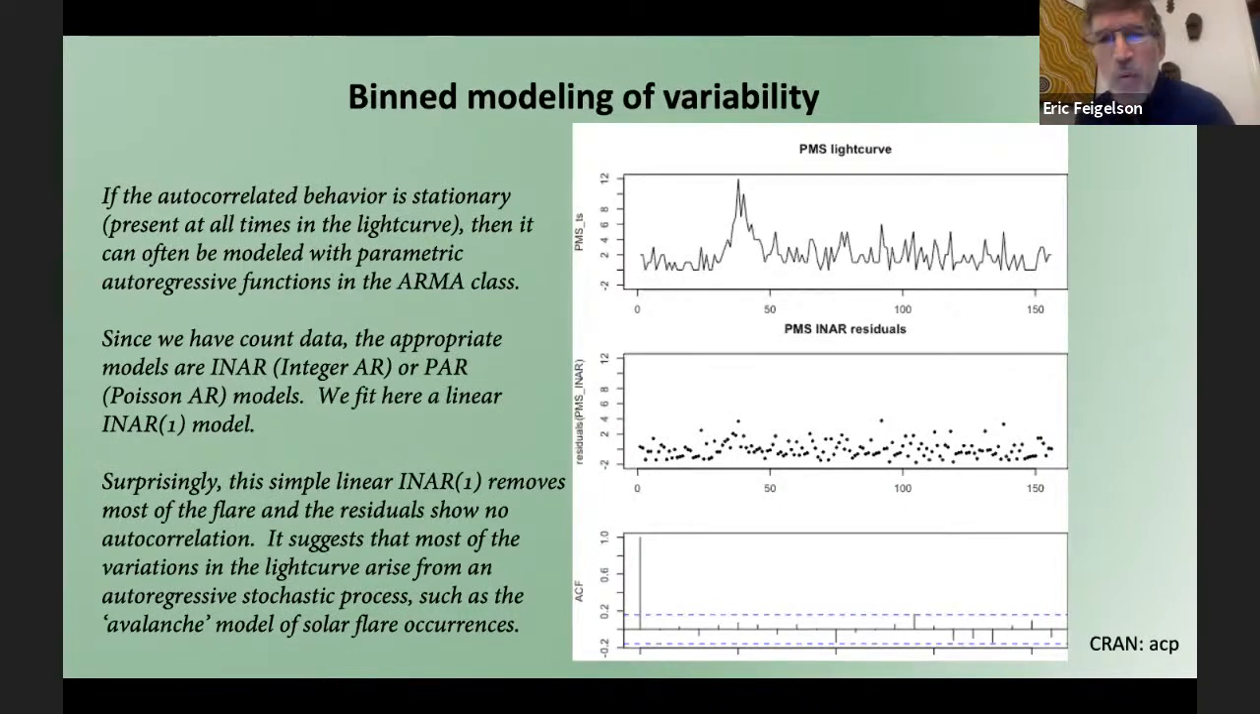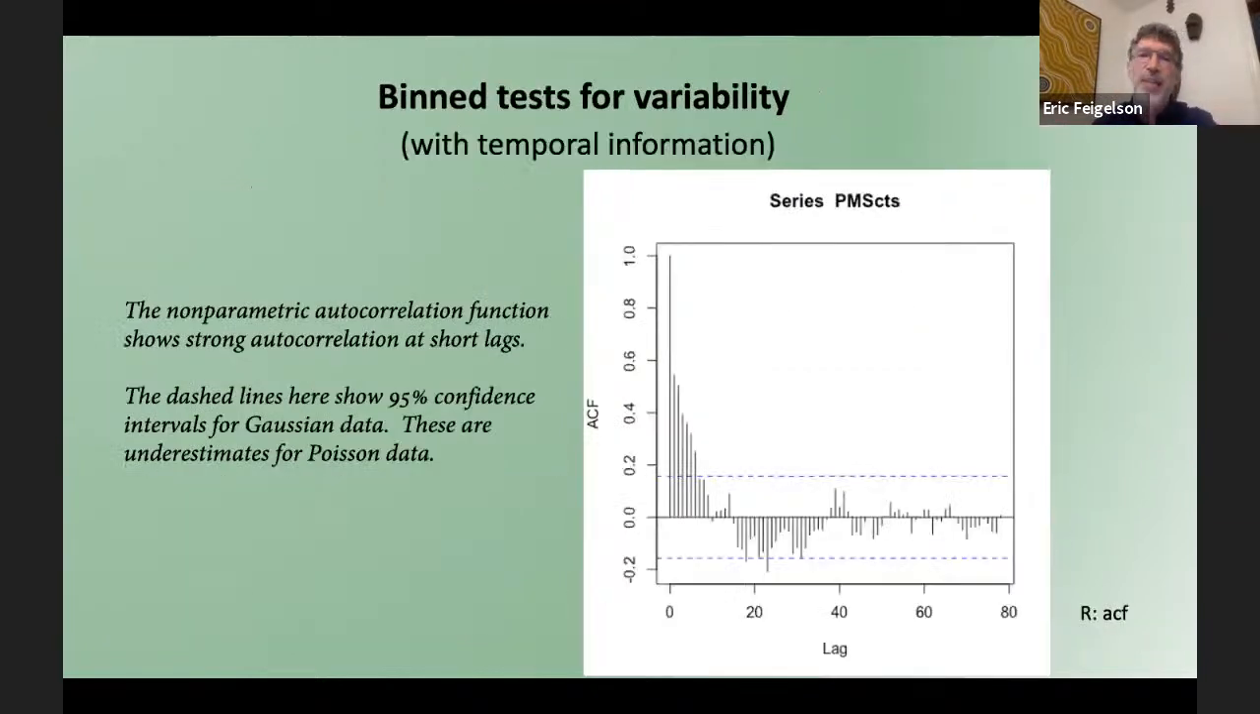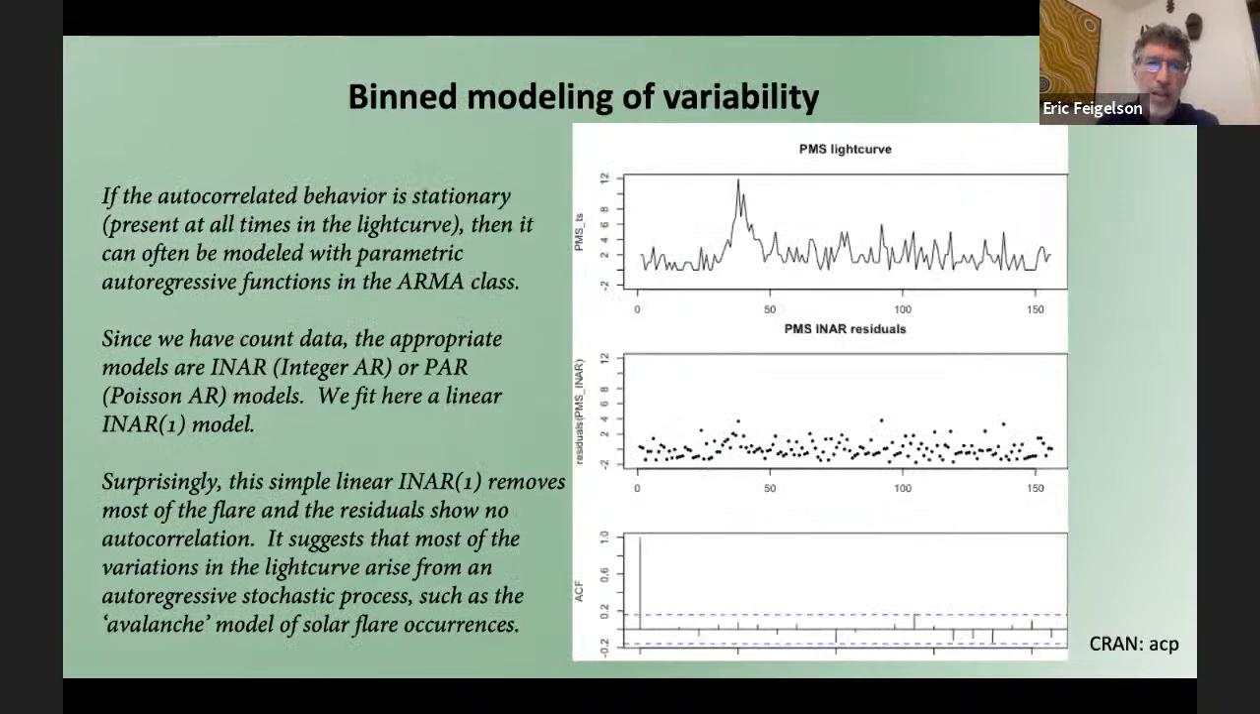Okay, so another one is to do a parametric model, and the most common parametric models that assume stationarity for autocorrelated behaviors is to run, let's say, a linear autoregressive model. And these are of a broad class called ARMA, autoregressive moving average, but there's a whole lot of them. There's ARMA and ARIMA and GARCH, and this goes on, there's dozens of them. We're going to be looking at the INAR and PAR models. These are the ones where the data are integer counts, okay? And so there actually are autoregressive models that are designed for this data set.